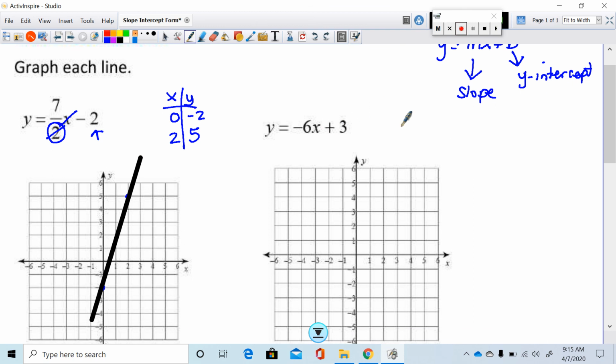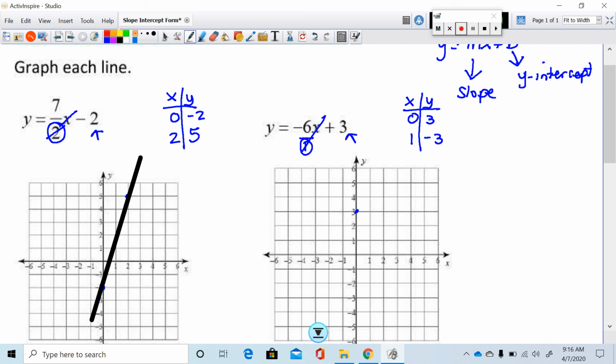Okay, this next one, I use 0 every time because the number that doesn't have a letter stuck to it goes with that. And then I use the denominator of the number in front of x. If there is no denominator, I make a denominator by putting a 1. So I'm going to use a 1 in this case because the denominator scratches out the x, and then you do what's left. -6 plus 3 is -3, and those are the 2 points that I'm going to graph.